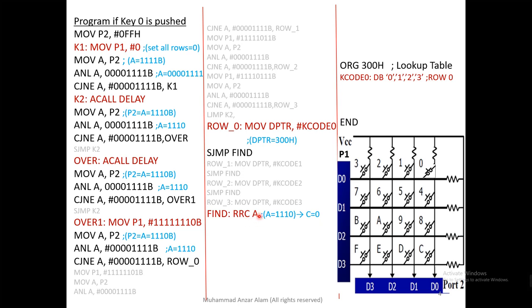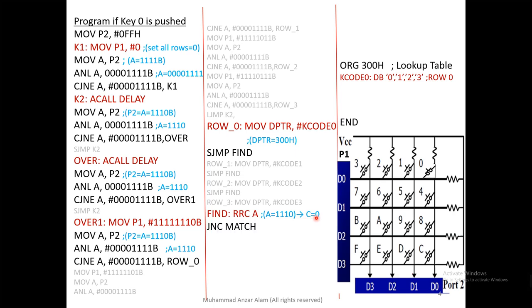Rotate right through carry the accumulator value. What is the accumulator value? We know the accumulator value was 0111. So I only use the first 4 bits, 0111. After executing this one, rotate right via carry, because the accumulator value's first value is 0, the carry will have 0 value. Okay, this we have seen in the RRC instructions. So after executing this one, the carry will become 0.